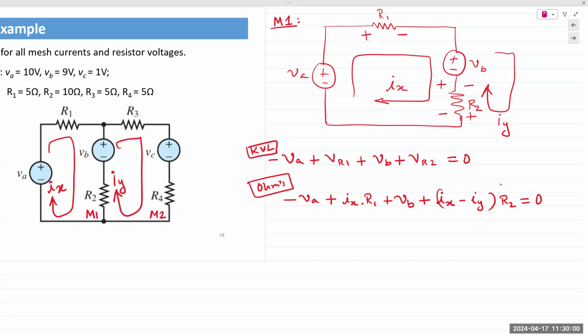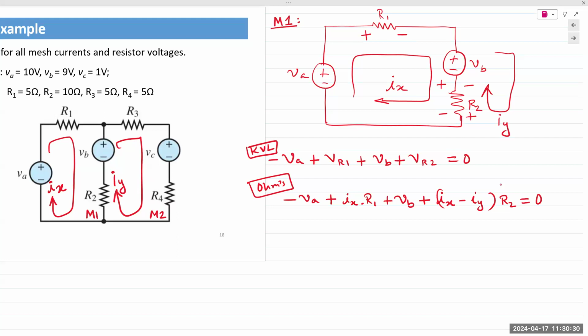And again, when it comes to shared branches, this is the most critical step. The actual solution doesn't take long. 3 steps and you have your equation. But applying KVL and then expressing the equation in terms of Ohm's law, that's the most critical part, and it comes from the assumptions you make at the beginning of the problem. So the setup of the problem and the first 2 steps, that's most of the work.